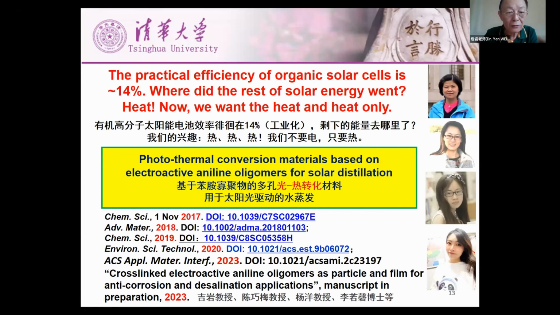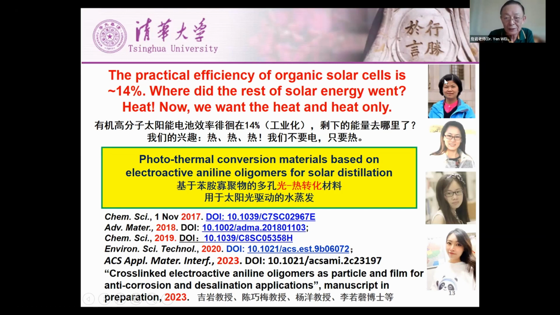All right. So that means 100 photons shine on the material, only 14 photons convert to electrons. Where the rest of solar energy went, okay, 86 photons. Where did it go? Okay, they went to heat dissipation. Now for the solar distillation, we do not want the electricity at all. We try to avoid the electricity. All we want is heat only. That's we come into this project.